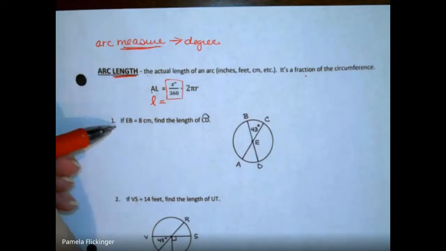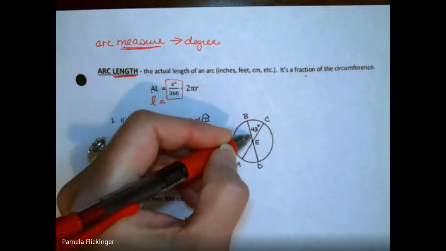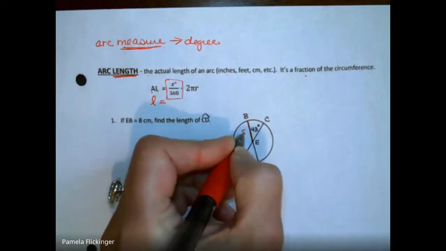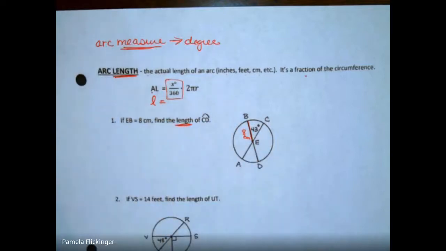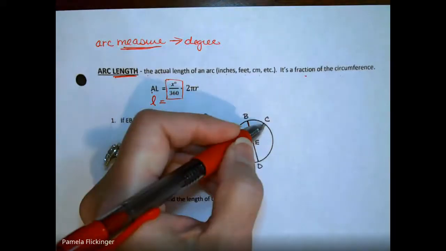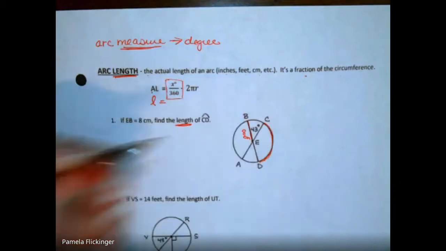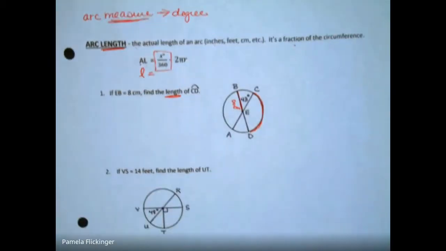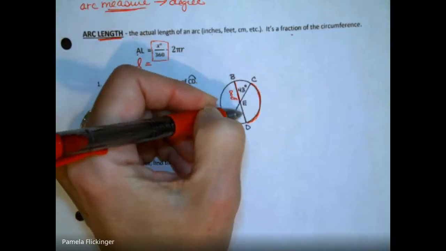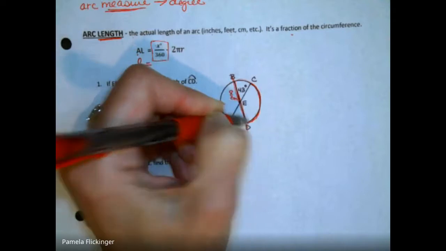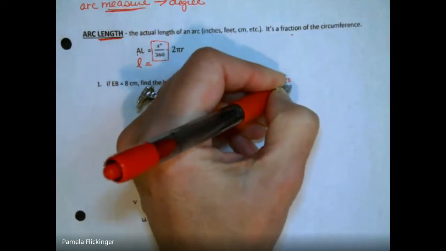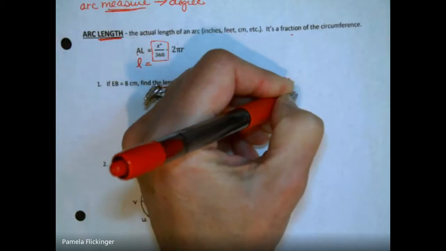So in our first example, it says if EB is 8 centimeters. So EB is a radius. So I'm going to go ahead and label that. That's 8 centimeters. It wants us to find the length of arc CD, not the measure of it, the length. All right, but in order to do that, I need to know the measure of it. So if we take a look, I see BD is a diameter. So I've got a semicircle. So 180 minus 43 is going to get me 137.